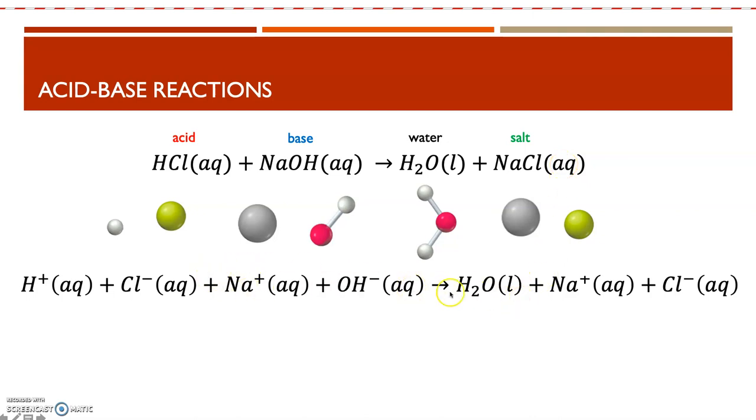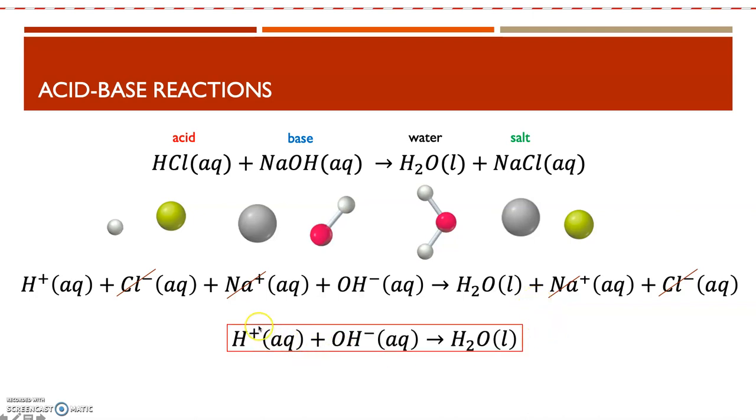If we look at this complete ionic equation, you'll notice that chloride is the same on both sides. It hasn't changed. It hasn't actually reacted in this reaction, and so we can cancel that out. The same thing happens with sodium. It remains the same. It doesn't participate in the reaction, and so the reaction of interest is actually that the hydrogen ions react with hydroxide to make liquid water. Okay, so that's the reaction of interest.